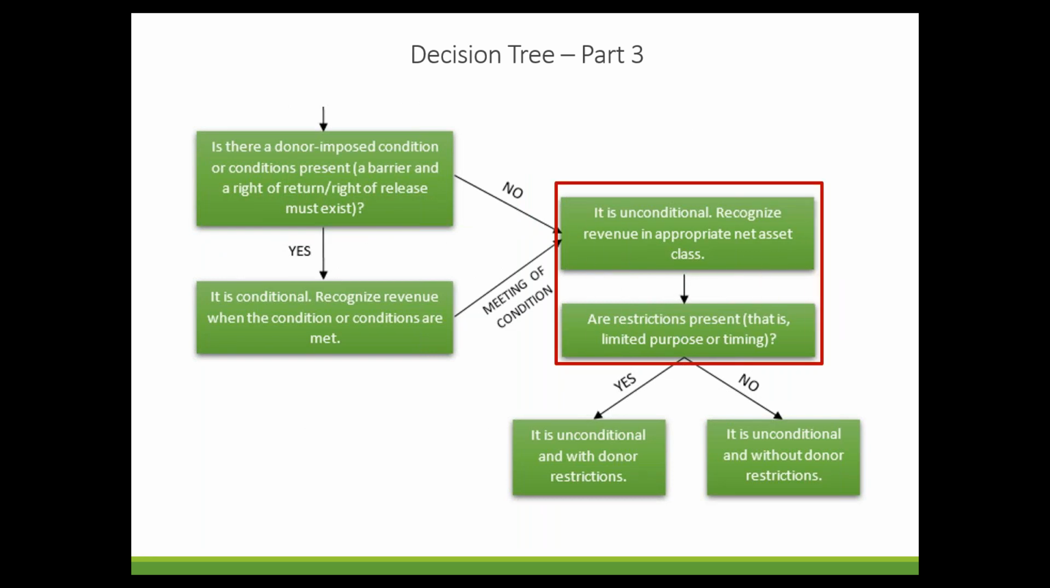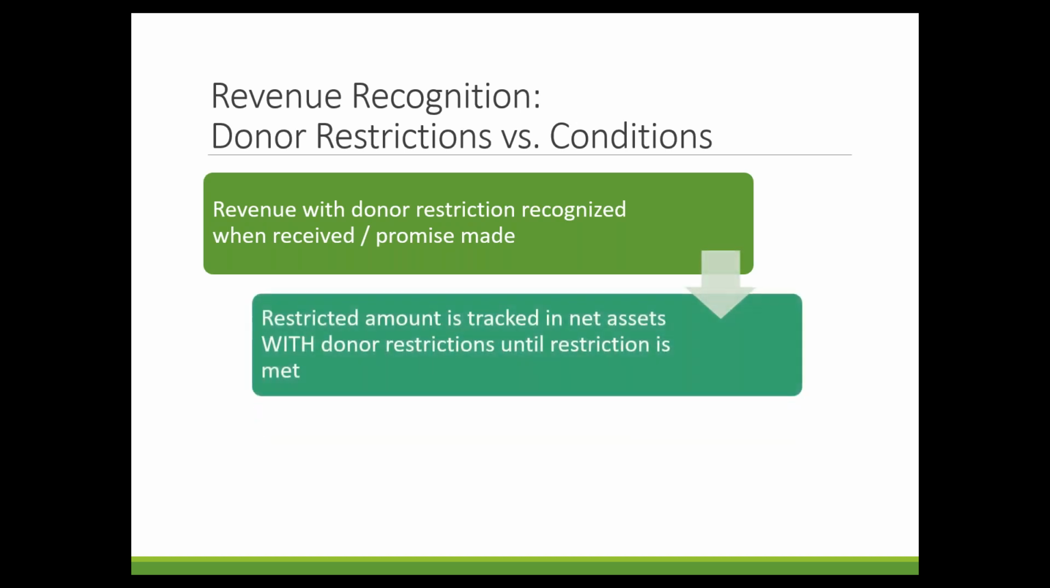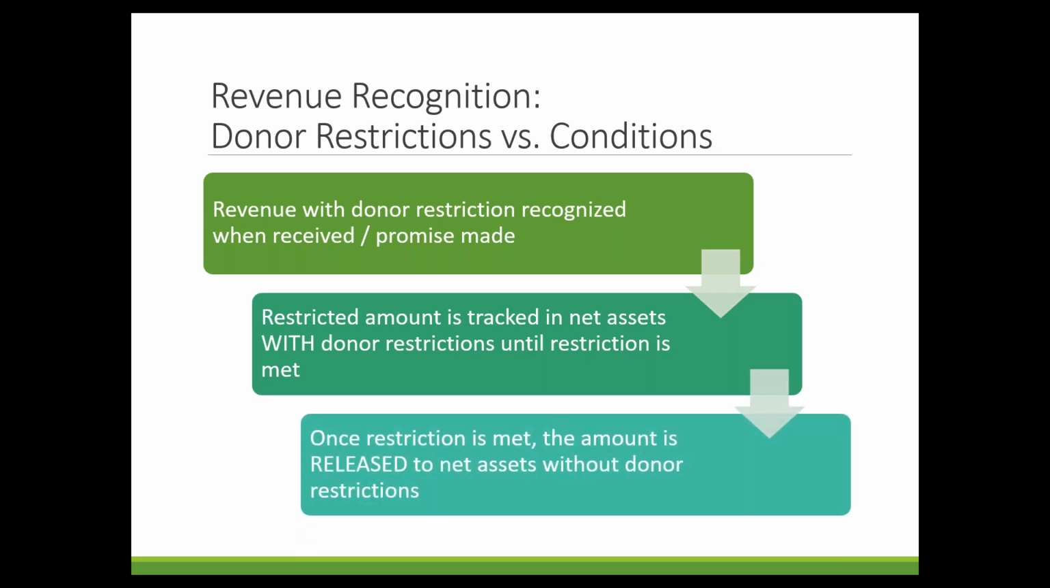So moving on our little decision tree here, let's assume we have determined that the contribution is unconditional. So then the last step is to look at those donor restrictions. Revenue with donor restrictions is still all recognized as revenue. However, the amounts are tracked as net assets with donor restrictions on the statement of financial position, and those stay in net assets with donor restrictions until the restriction is met or satisfied, at which point those assets are released from net assets with donor restriction to net assets without donor restriction. And that release happens on the statement of activities and also is reflected in the ending balances of your net assets in the statement of financial position.